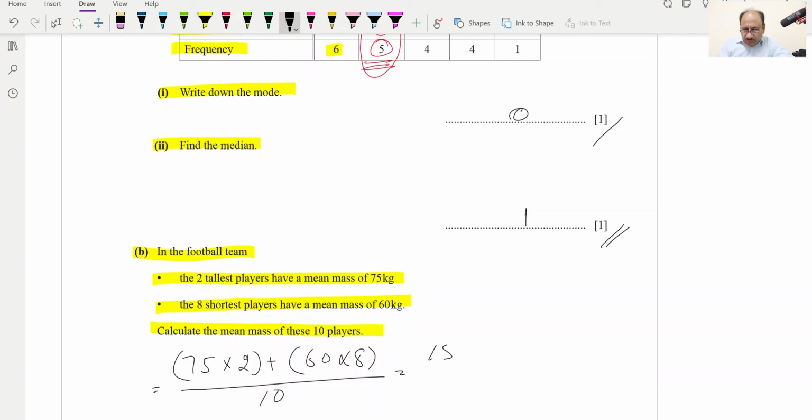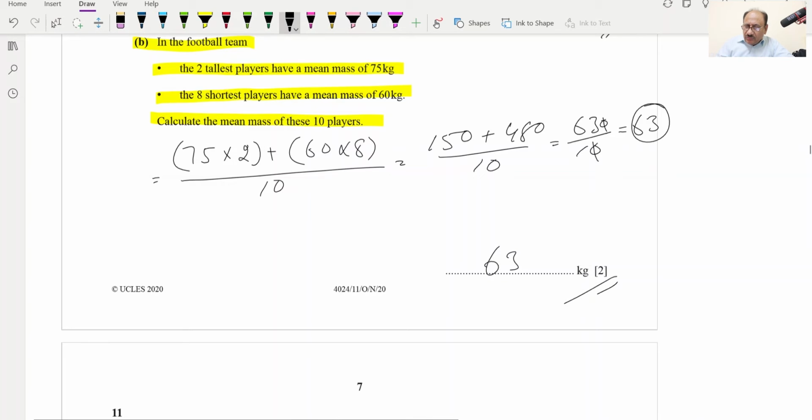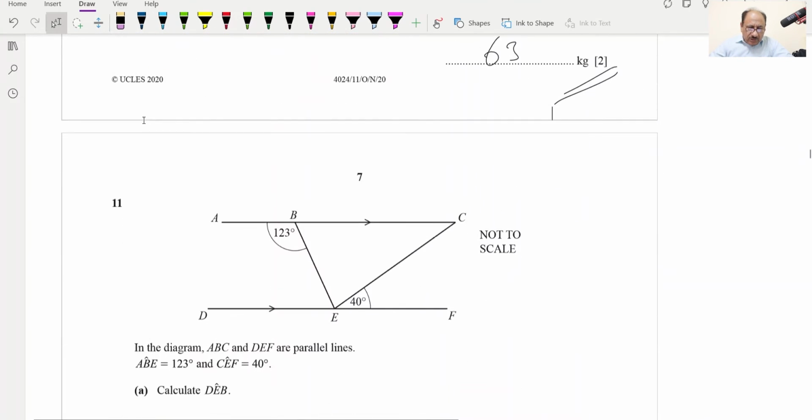75 multiplied by 2 will be 150, and 60 multiplied by 8 will be 480, and this will be divided by 10, and this will be how much? 150 plus 480 will be 630. So 630 divided by 10, so 0 will be cancelled and this will be equal to 63. 63 will be our final answer, 63 kg, which we can provide over here, which is a 2 marks part.